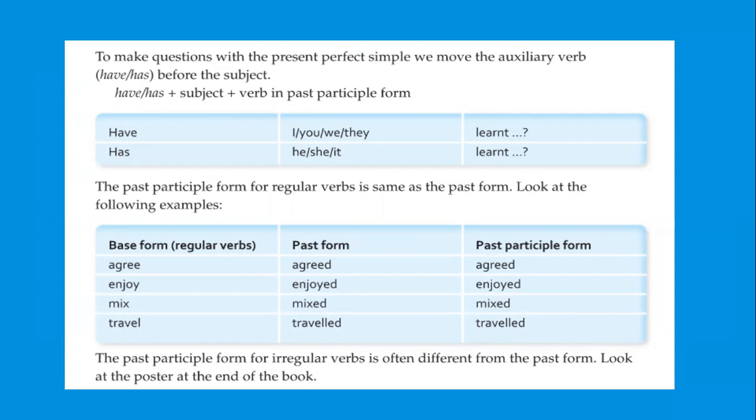Similarly, the past participle form of a regular verb is the same as the past form. So there are a few verbs whose past tense and past participle are the same, like V2 and V3 both are same. Examples are given: agree, agreed, agreed; enjoy, enjoyed, enjoyed; mix, mixed, mixed; travel, traveled, traveled. The past participle form for irregular verbs is often different from the past form.